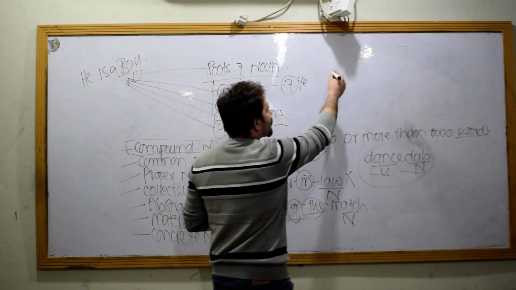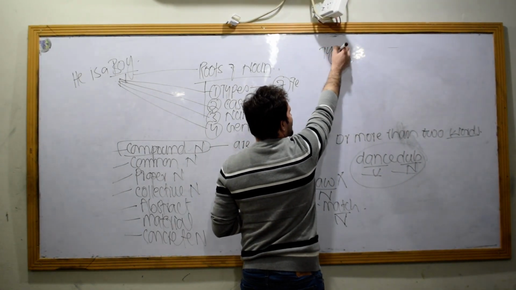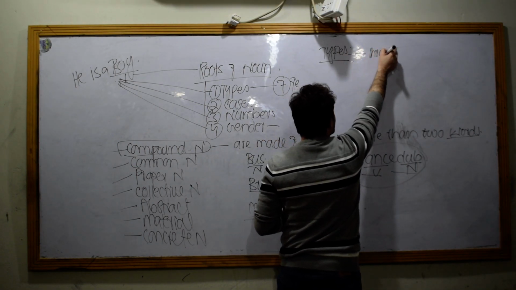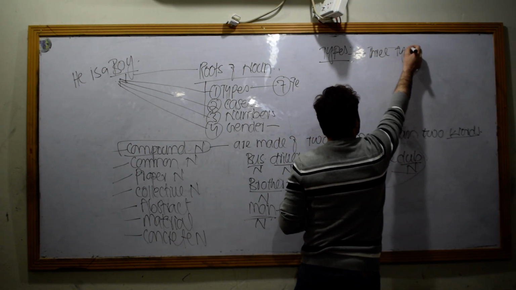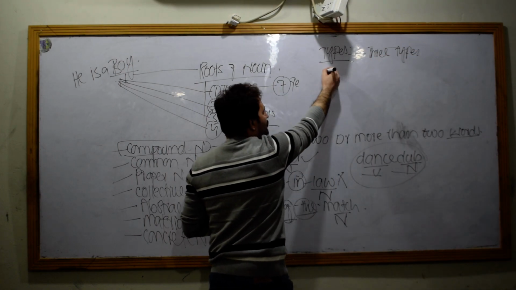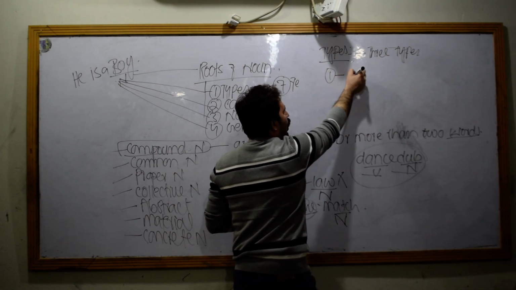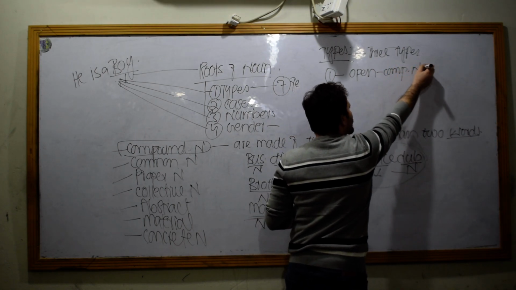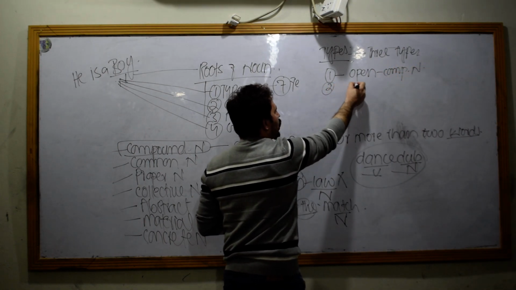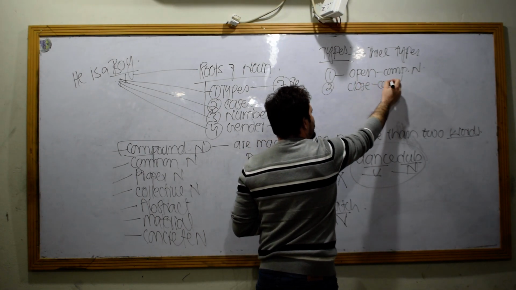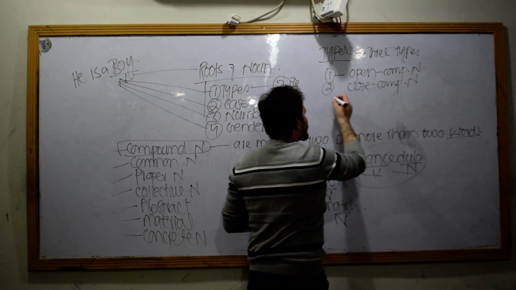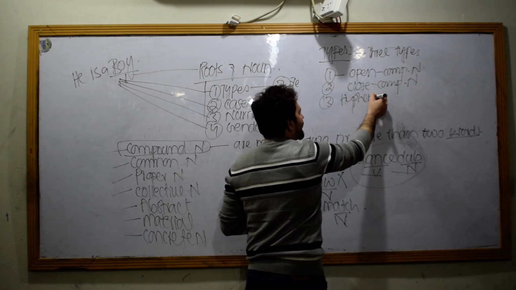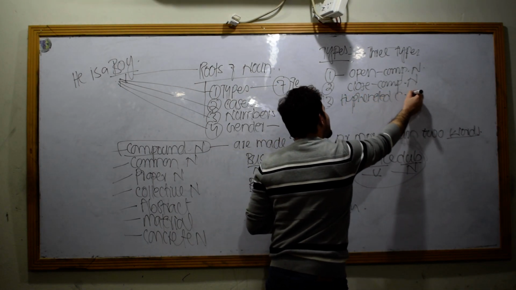So compound noun has got types. What does it have? Types. A compound noun has got three types. How many types? Three different types. Type number one is called open compound noun. Number two is called close compound noun. The third one is called hyphenated compound nouns.